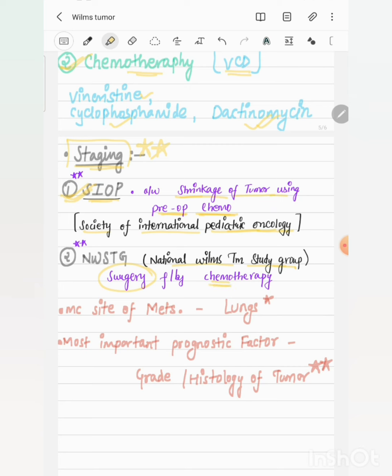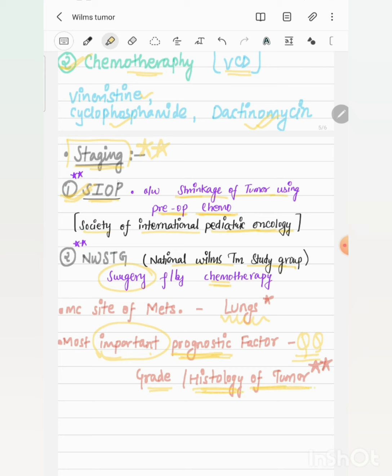The most common site of metastasis in Wilms tumor is the lungs, and the most important prognostic factor is the grade or histology of the tumor. This is also asked frequently: what is the most important prognostic factor in Wilms tumor? So it is the histology of the tumor.